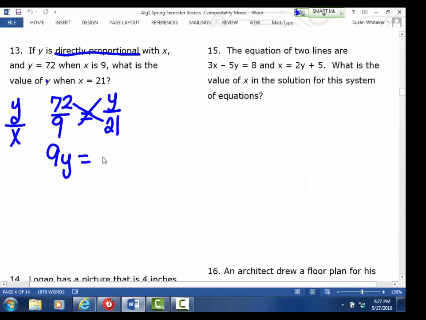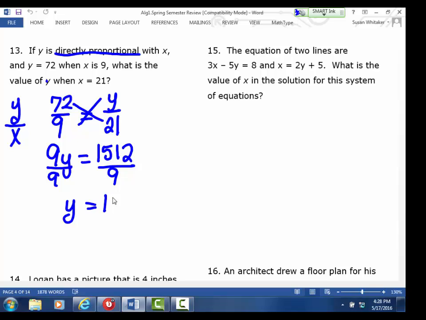1,512. Okay, and so then we would divide by the 9, and y equals 168.